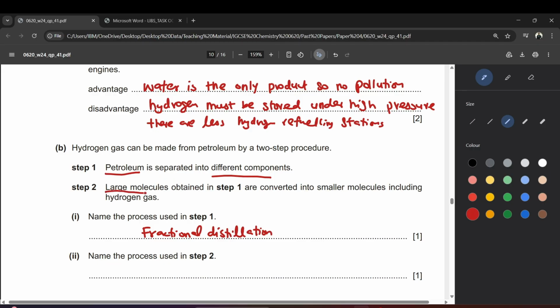Okay, when you want to break down large molecules into smaller molecules that also include hydrogen gas, this is the process of cracking. Because you must understand what exactly you are getting from petroleum. You're getting hydrocarbons, right? Those hydrocarbons are large molecules, right? So you're now breaking those hydrocarbons into smaller hydrocarbons. So that is why this is a very specific question. This is not a general question.